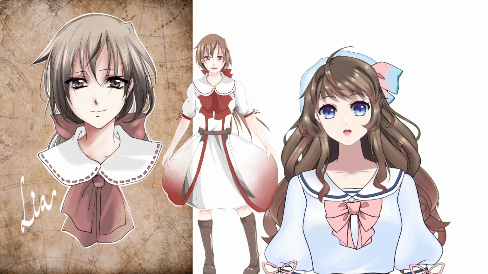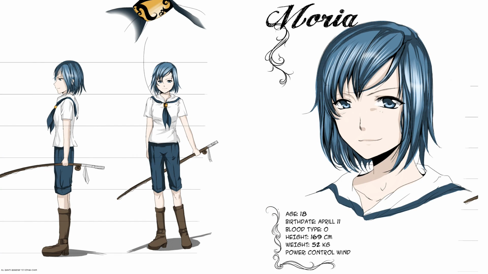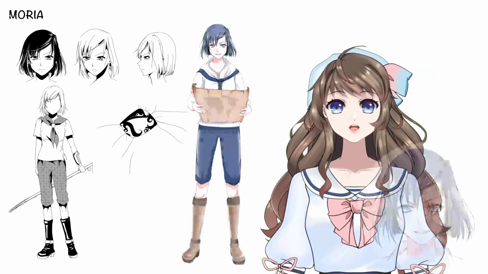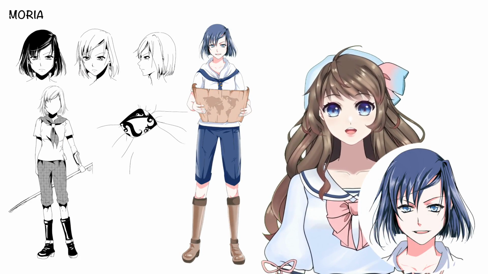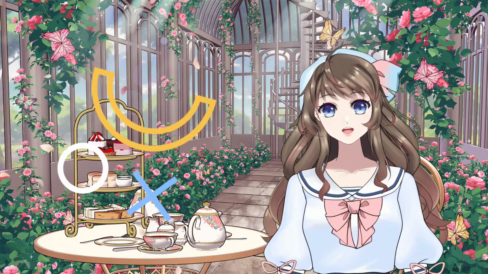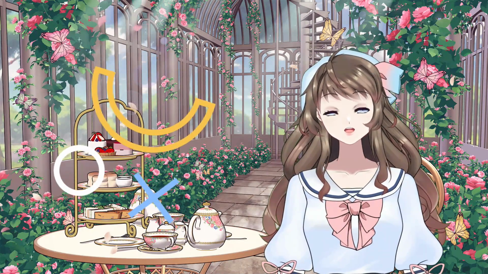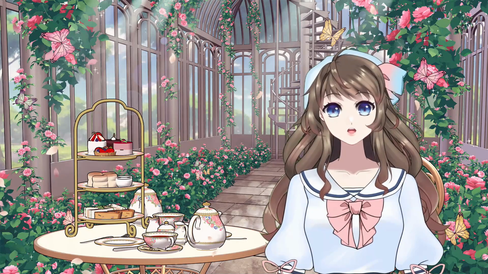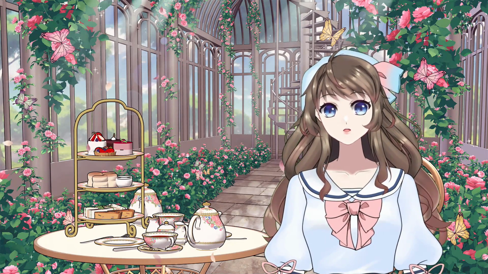These are examples from The Ocean of Secrets. This was the initial design for both Leah and Moria. You can see how the style changes over time. While brainstorming, using symbolism in character design can add depth and meaning to your characters and make them more memorable.